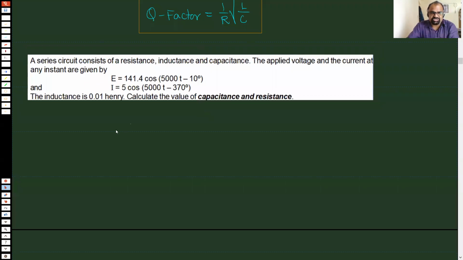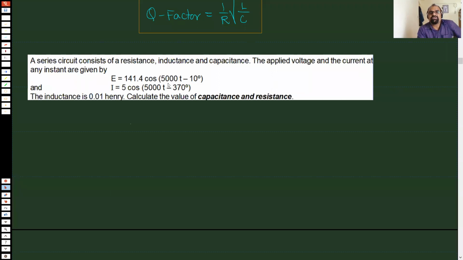So here is the next question. Read it and start solving. What does it say? It says a series circuit consists of RLC. That means it is an LCR circuit. The applied voltage and current at any instant are as shown.